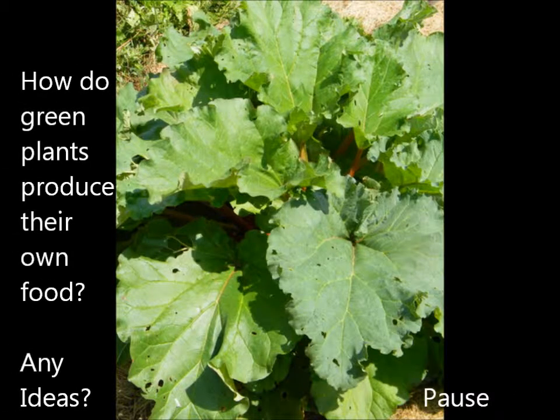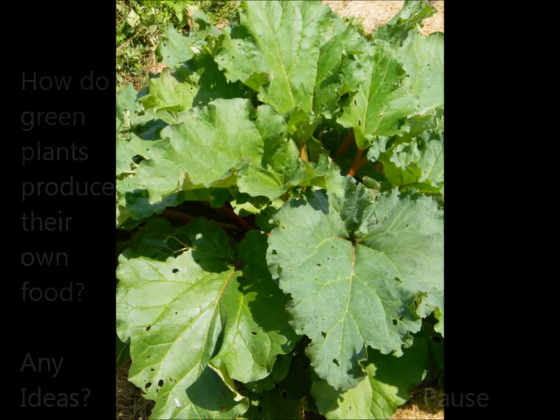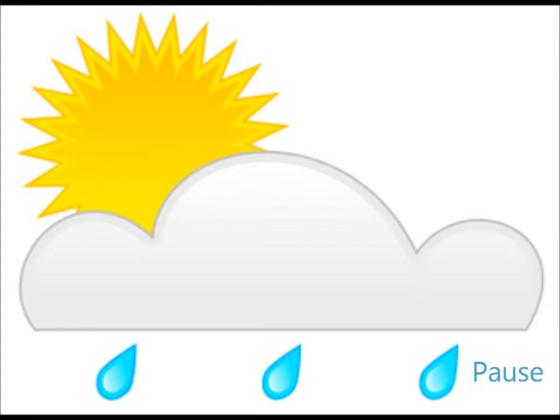How do green plants produce their own food? Do you have any ideas at all? No, not really. Well, what would a plant have around that they could use to make food? I don't know, maybe water and sunlight? Yes, and something called carbon dioxide.